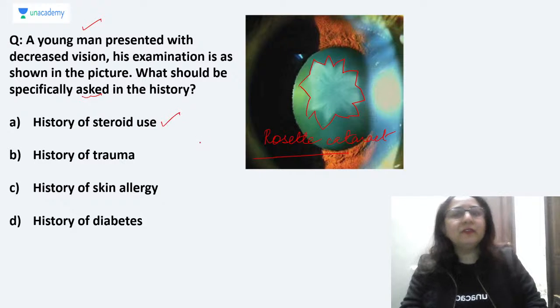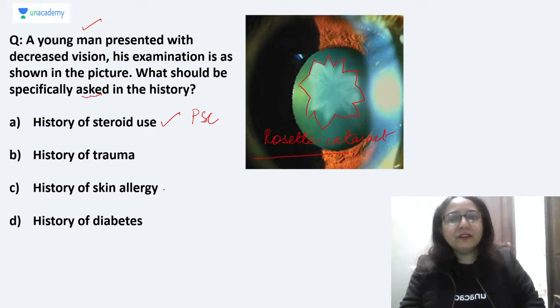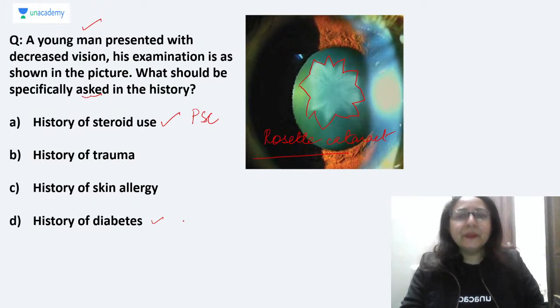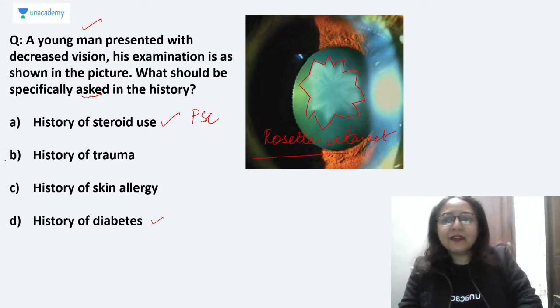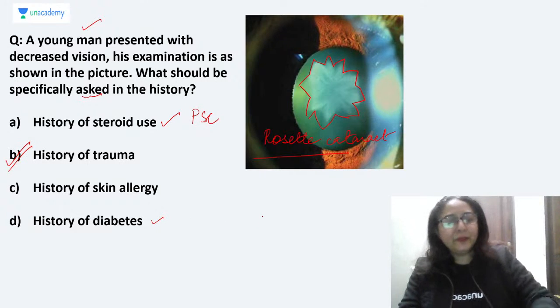We know steroid use can induce cataract. Systemic steroids increase the risk of cataract development, but the cataract seen with prolonged use of steroids is posterior subcapsular cataract. Skin allergy patients, maybe atopic dermatitis, in which the shield cataract is seen, or if they are on steroids, again the posterior subcapsular cataract will be seen. A diabetic patient will develop snowflake type of cataract. So rosette cataract is associated with trauma, so we should ask for a history of trauma in this patient because we have diagnosed him with rosette cataract.